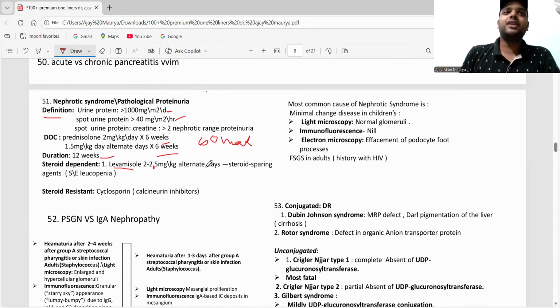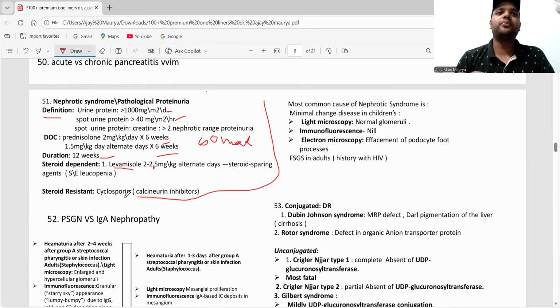What is the side effect? Leukopenia. There are many drugs used for steroid-dependent nephrotic syndrome; you can check my Telegram, I already shared them there. What is the drug of choice for steroid-resistant? It is cyclosporin, which is a calcineurin inhibitor. That's it. You got to know many things about nephrotic syndrome.